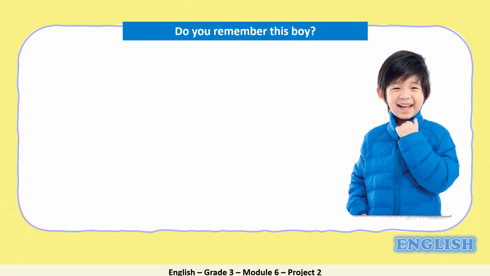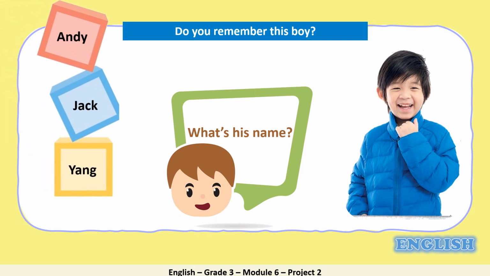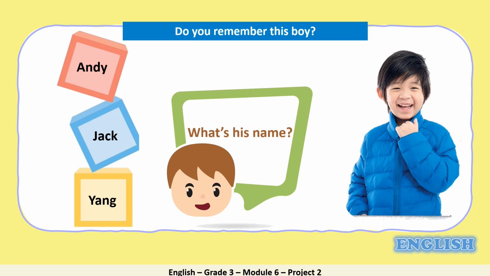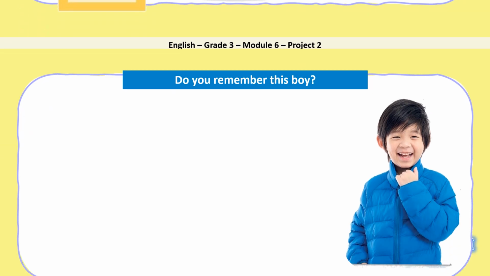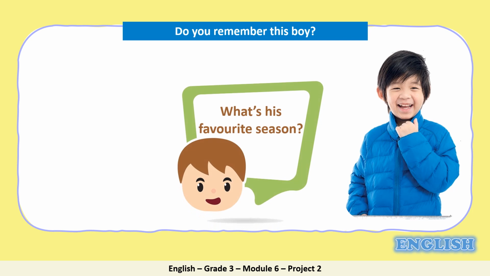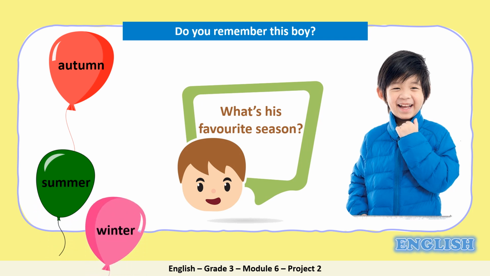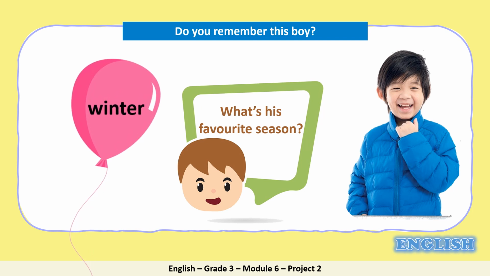First, let's go back to our friend from yesterday's lesson. Do you remember his name? Is it Andy, Jack, or Yang? Well done, his name is Yang. Let me ask you another question. Do you remember what's his favorite season? Is it autumn, summer, or winter? Yes, it's winter. Excellent.